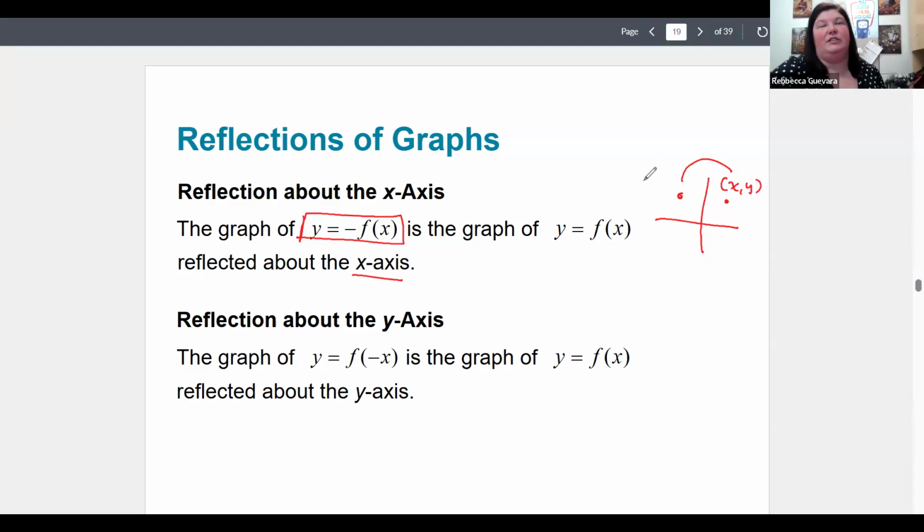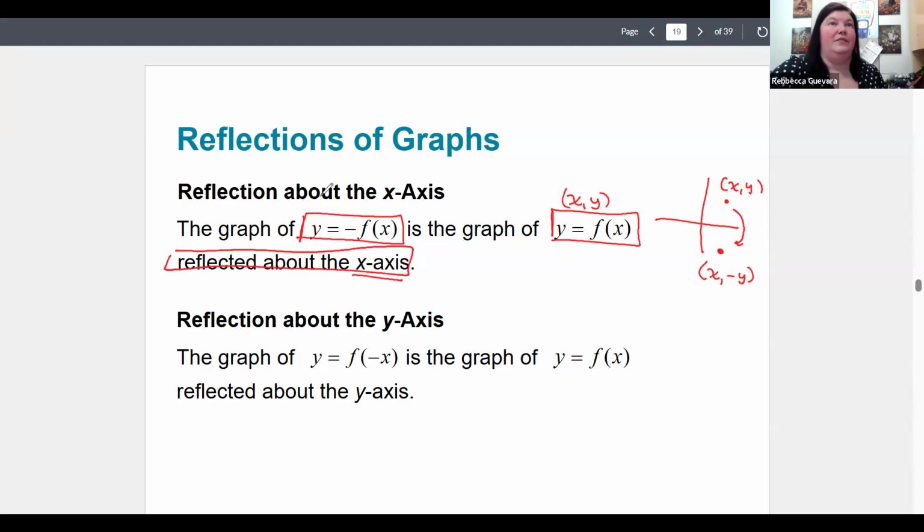The only thing that changes is, oops, that's the y-axis, silly me. We reflect over the x-axis. The x value will stay the same, but my y value will turn negative. So a point here at (x, y) is going to turn into a point at (x, negative y). That is why the negative is right here, because it's the y component that changes from positive to negative.